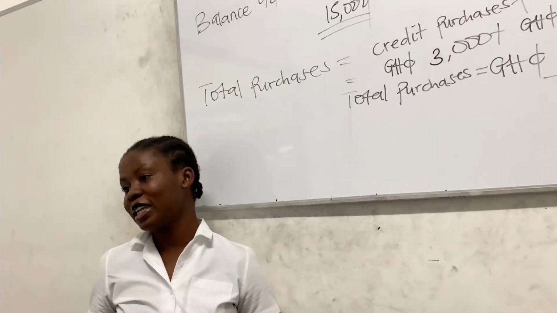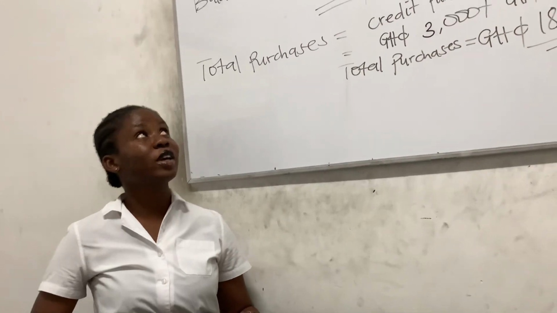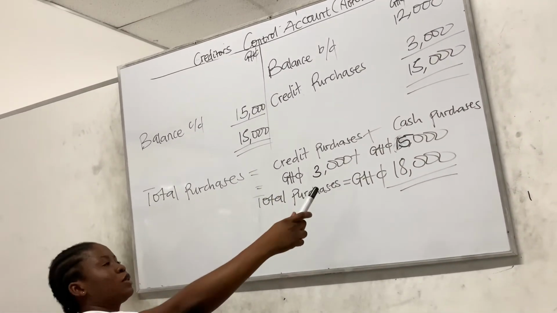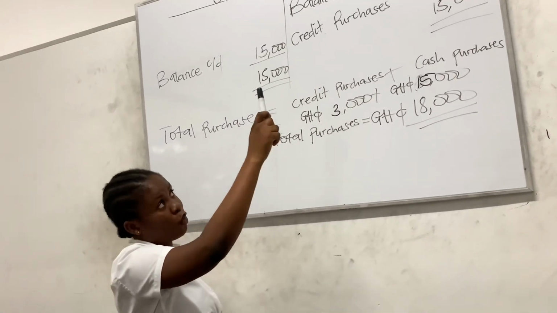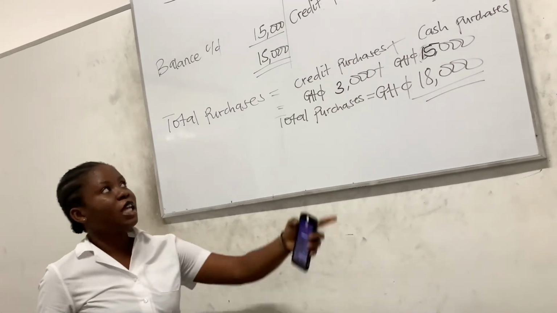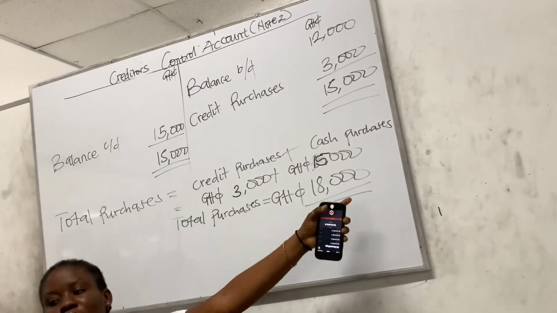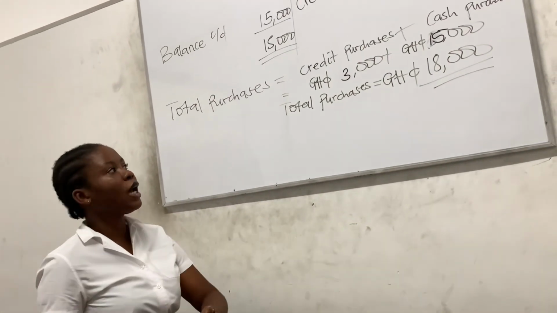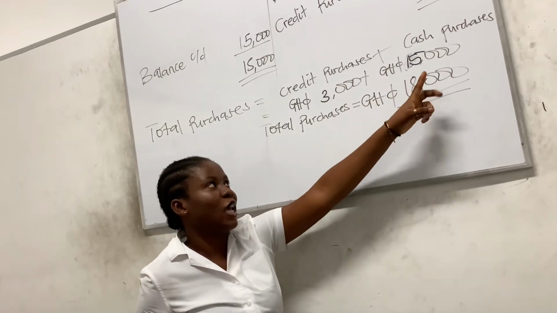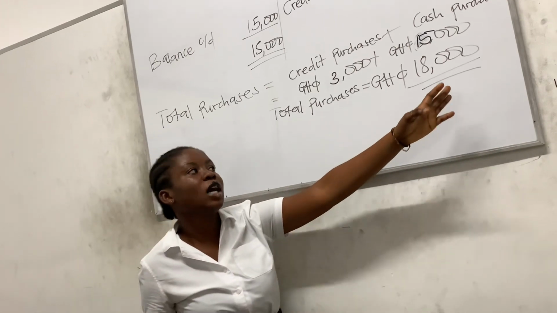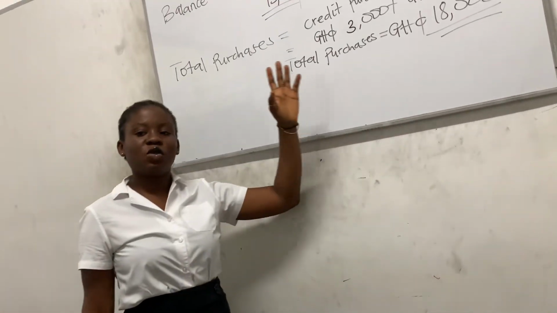In order to ascertain your credit purchases for the business, you open your creditors control account. You credit it with the creditors balance at the beginning of the week and debit it with the creditors balance at the end of the week. The difference gives you your credit purchases. We need to ascertain our total purchases for the business, so we add our credit purchases and then our cash purchases. The total gives you 18,000 Ghana cedis, which will be transferred to the income statement.